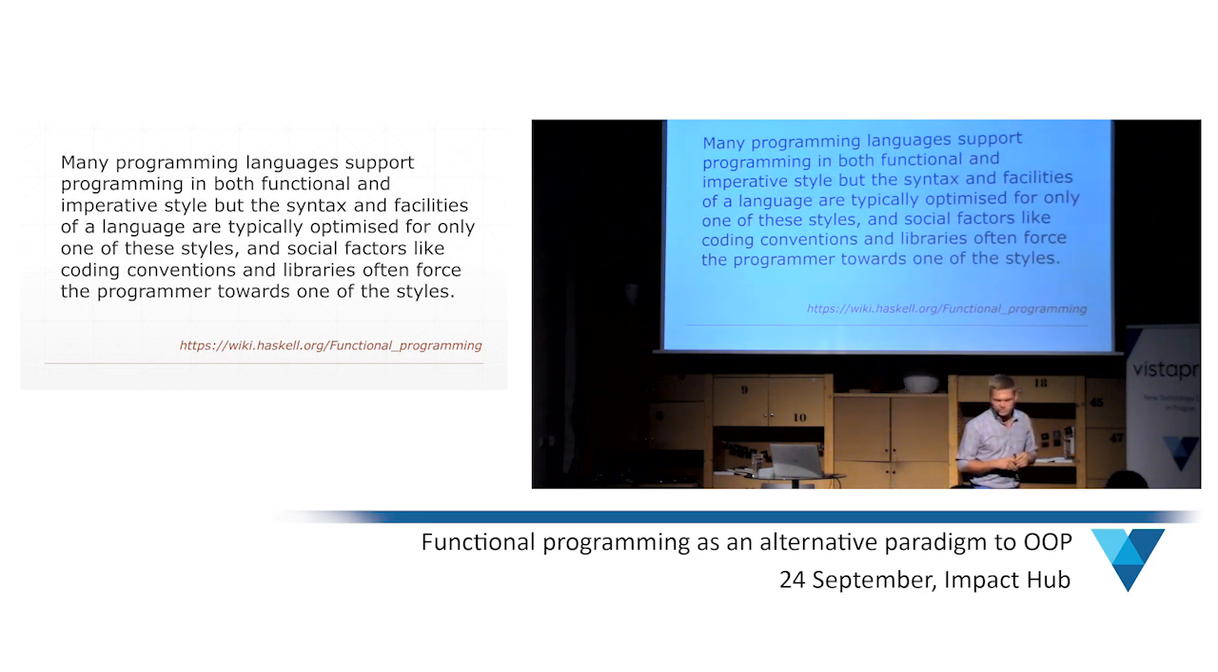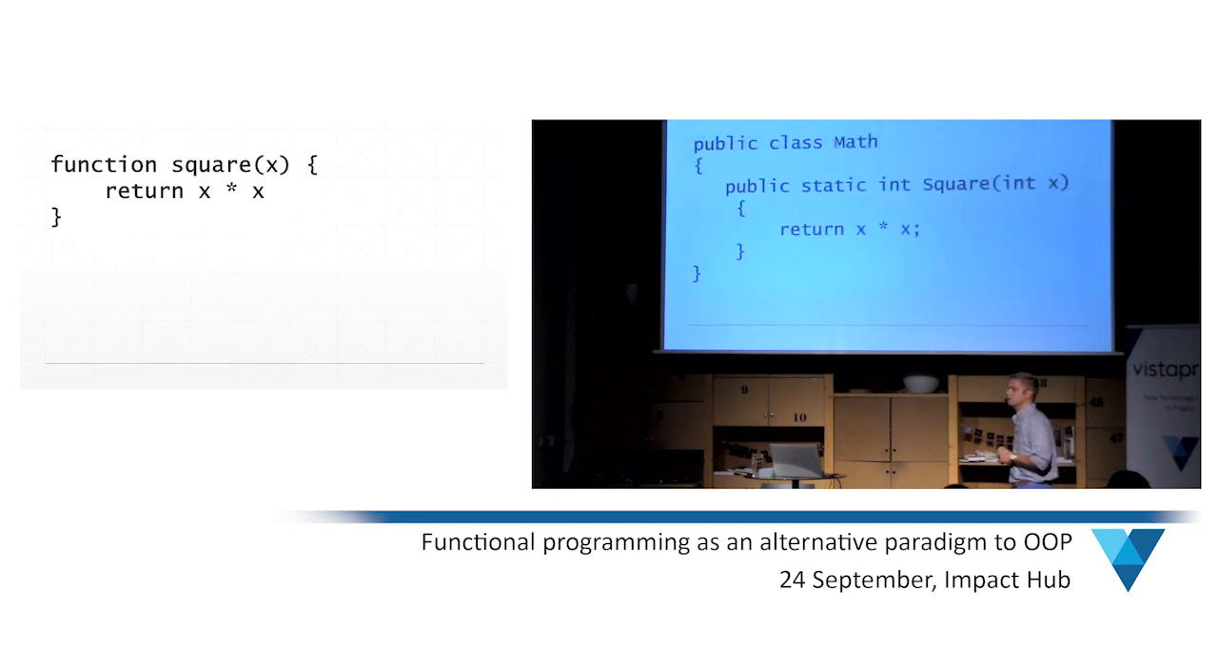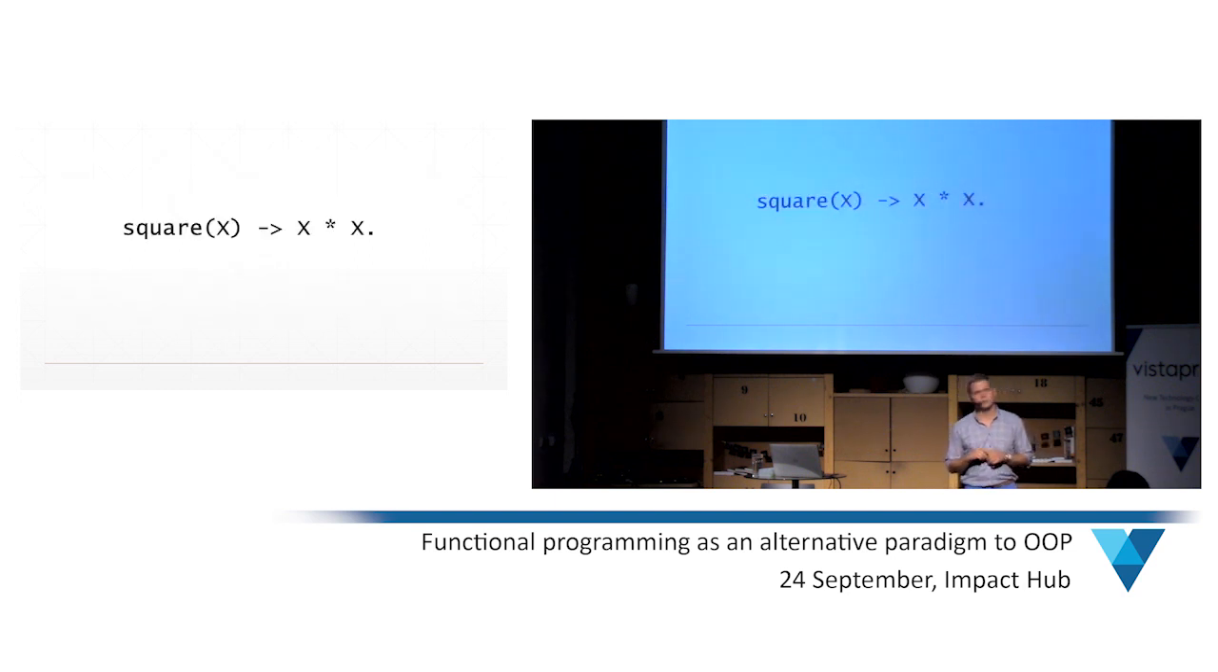So let's talk about functions a bit more. There is an example in C, JavaScript and C sharp that's much heavier syntactically. C sharp is a really verbose language. I guess it would be the same in Java, or pretty much the same. And that's how it looks in a functional language.